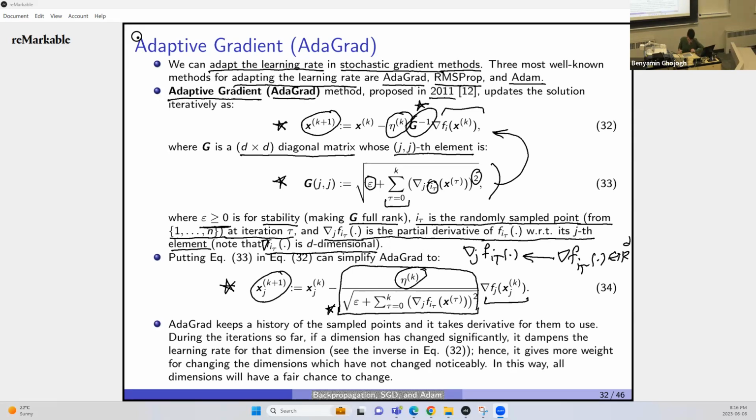Now let's analyze it. Let's see what it is doing. AdaGrad keeps a history of the sampled points. Do you remember? Because tau goes from 0 to k, and I have f of I tau here. So it keeps a history of the sampled points and takes derivatives for them to use during the iterations so far. Why? Because tau goes from 0 to k. If a dimension has changed significantly, it dampens the learning rate for that dimension. Why?